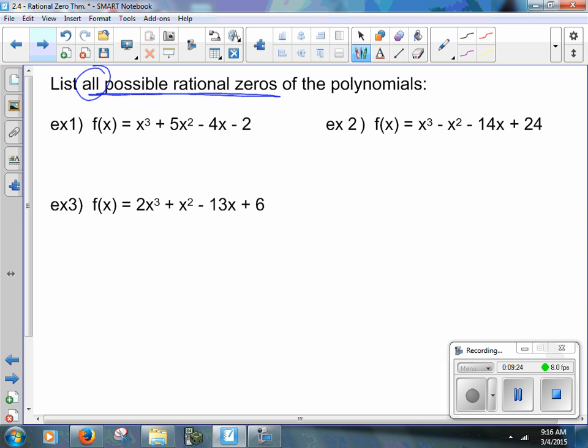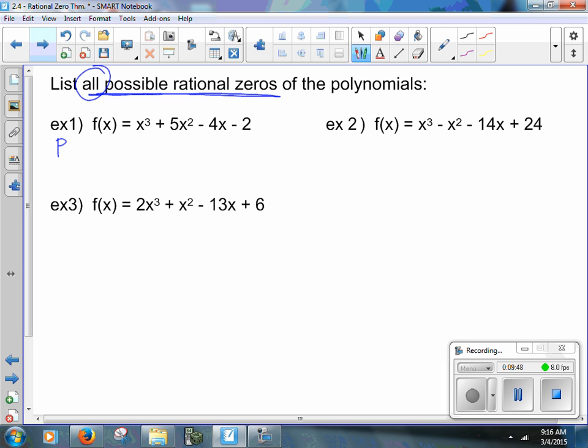Example 1, we've got f of x is equal to x cubed plus 5x squared minus 4x minus 2. What in the world are we going to do? We have to find all of those possible numbers that we've got to put in the box. That's basically what we're finding. We're going to use the rational zero theorem to do it. Here we go. You ready for this?